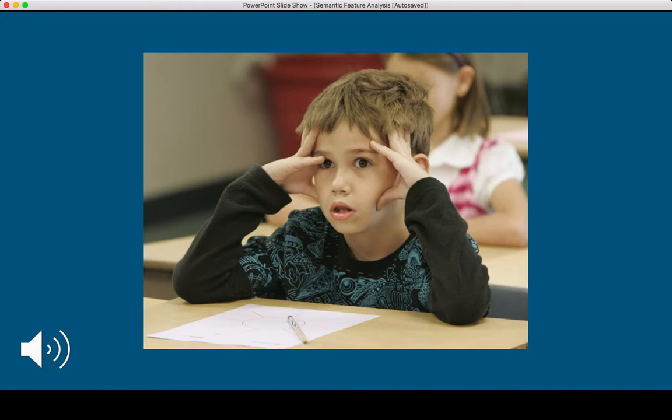That is why the evidence-based practice, semantic feature analysis, is a great practice to implement in your classroom. Using semantic feature analysis can help students understand the material better, which in turn can lead to an increase in confidence and a decrease in frustration at school.